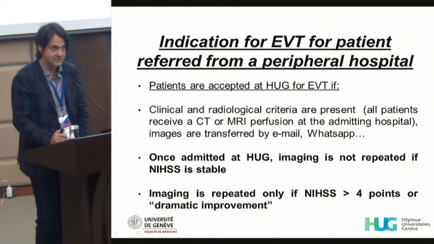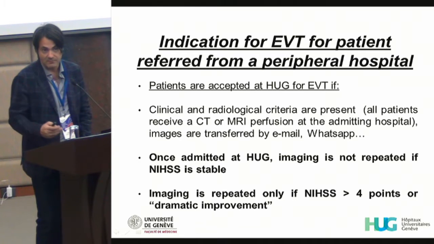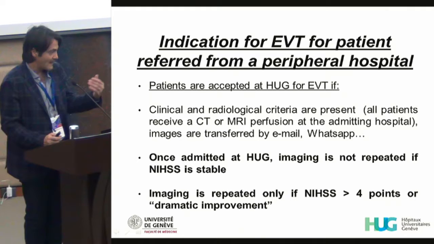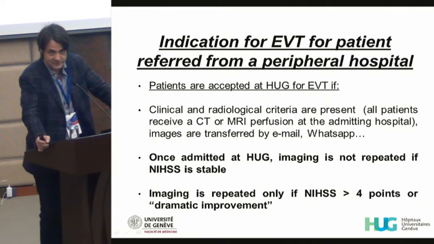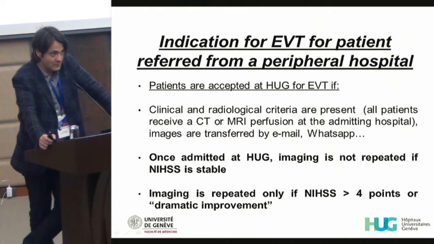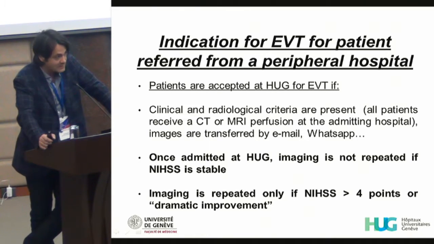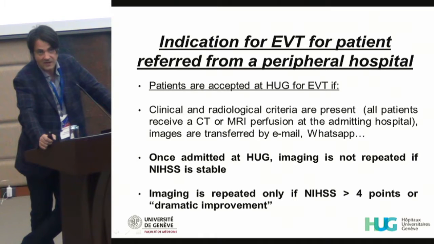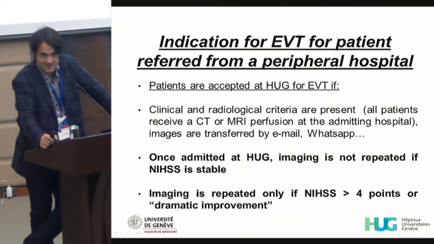Then we have patients with a change, getting better or getting worse. In that case, we have to look at how the NIH score changed. For changes higher than 4 points, we suspect a hemorrhagic transformation. Very often those patients received tPA at the peripheral hospital, so we go for a repeated CT scan.